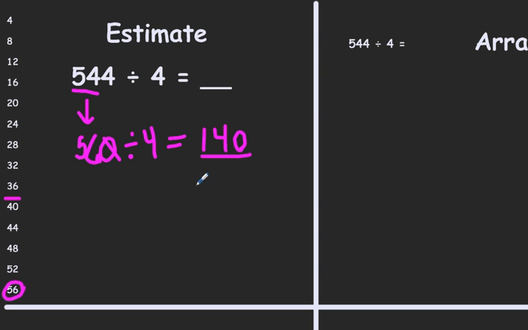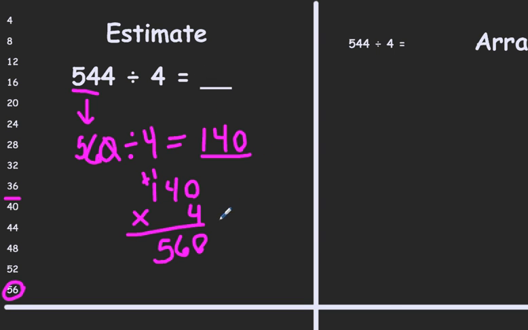We can check that out by multiplying, so we can multiply 140 times 4 to make sure. 4 times 0 is 0. 4 times 4 is 16. Get rid of the 1. And 4 times 1 is 4 plus 1 is 5. So we got the same answer. So our answer would be 140.